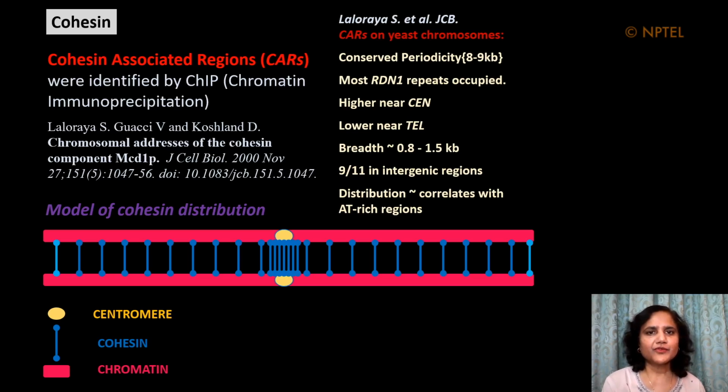So CARs on yeast chromosomes show a conserved periodicity. That is, they recur every 8 to 9 kilobases, at least for the CARs that we found in this study. We could also find cohesin binding sites within the tandemly repeated ribosomal DNA locus. There was one site in each ribosomal DNA repeat, and we also observed that cohesin seemed to be bound to most of the repeats. That is, most of the rDNA repeats were occupied with cohesin binding to the rDNA CAR.